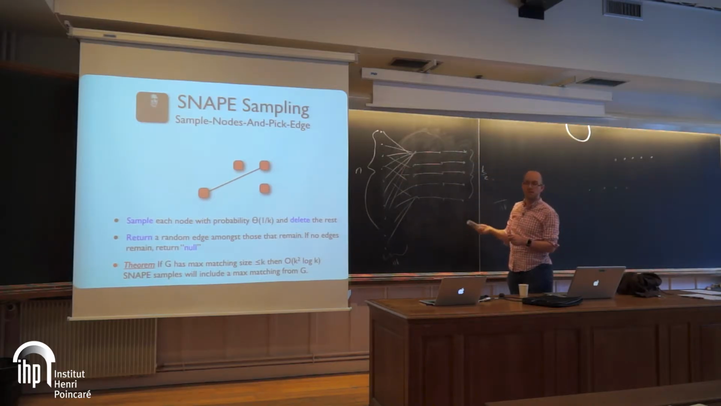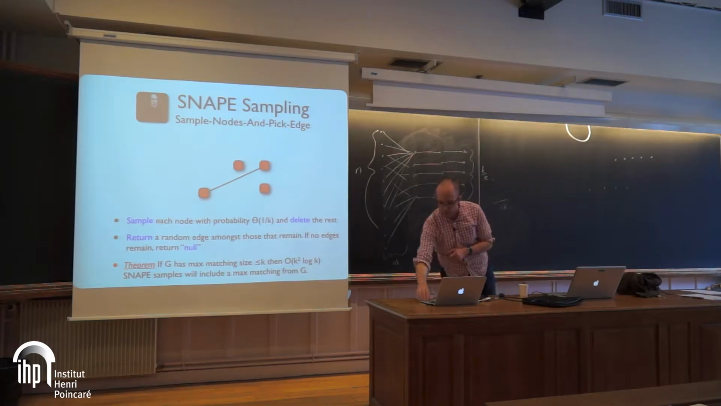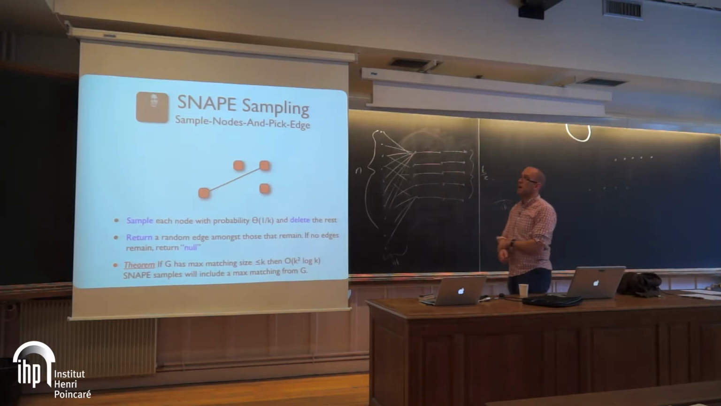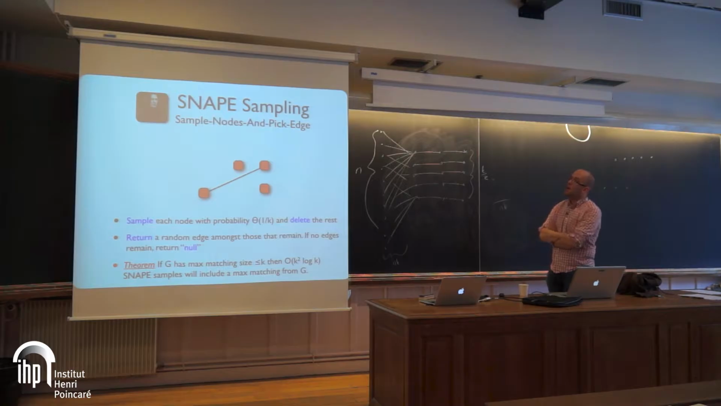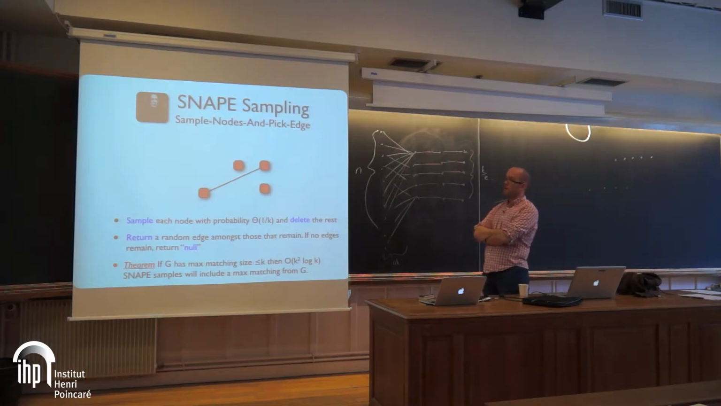And the probability I don't pick any of those guys is roughly 1 minus 1 over k to the power k, so it's kind of constant. And so if I don't pick any of these guys, then this suddenly increases the odds that I'm going to pick one of these things. So this is why Snape sampling is going to help. But I'm going to prove that.